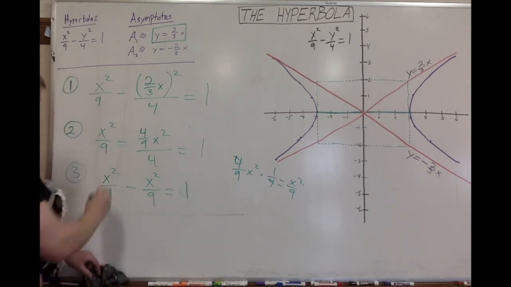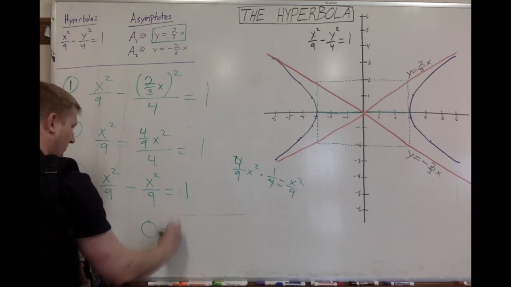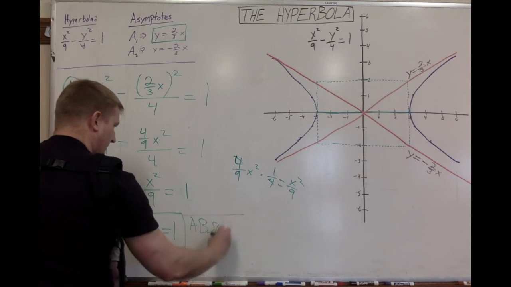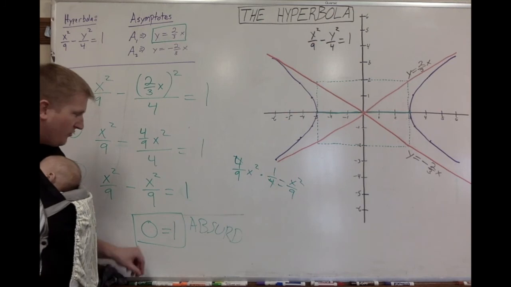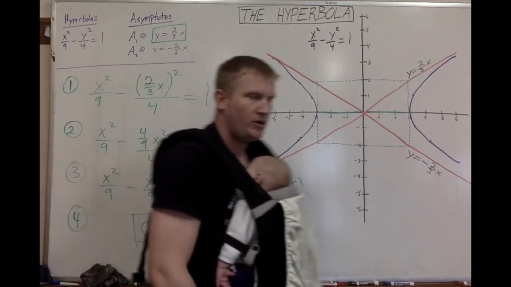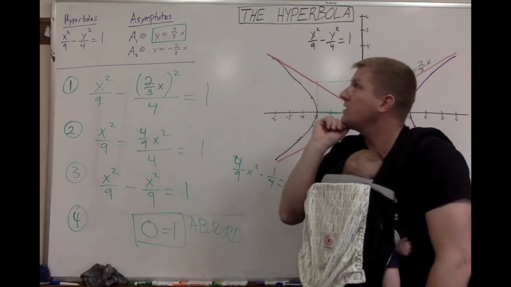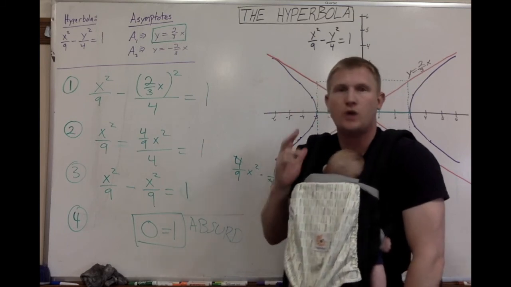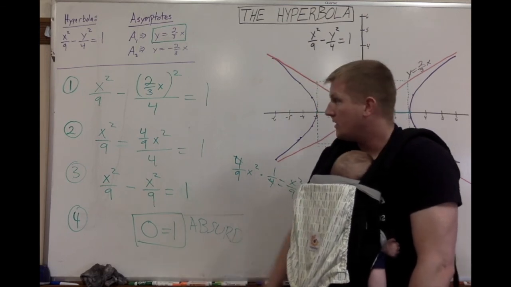All right, well, x squared over 9 minus x squared over 9, that is all equal to 0. This is our fourth step. We get 0 equals 1. But that is absurd. Which means that our original assumption must have been false, that this substitution was not legitimate. Therefore, the asymptote and the hyperbola will never meet. They have no common x or y. Otherwise, we would not have gotten this absurdity down here.